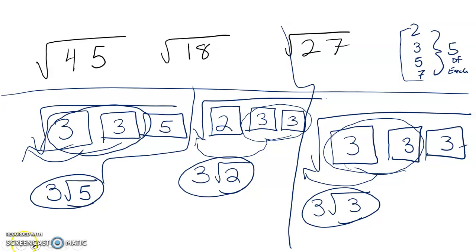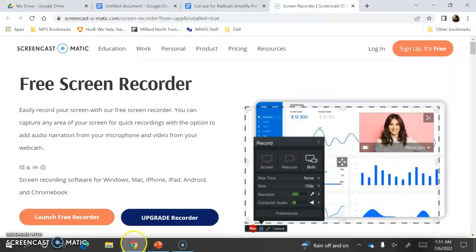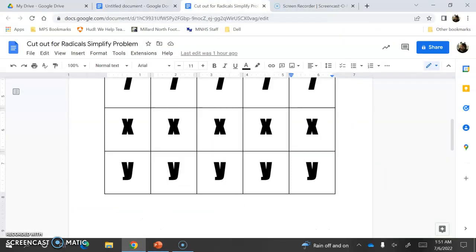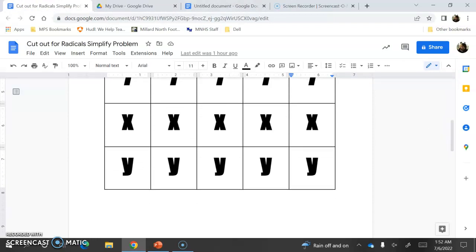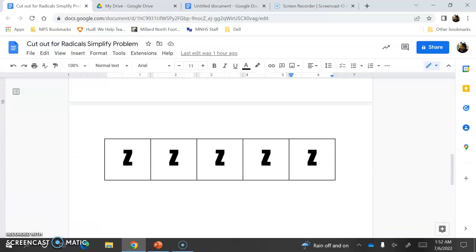Now, as we all know, radicals come in all different shapes and sizes, and some radicals that we get are radicals of variables. Let's say x squared, and x to the third power. All right. Now, what would we do for these? Well, that is where our other cards come into play. Because as we remember, we had 5 cards of x's, 5 cards of y's, and 5 cards of z's.